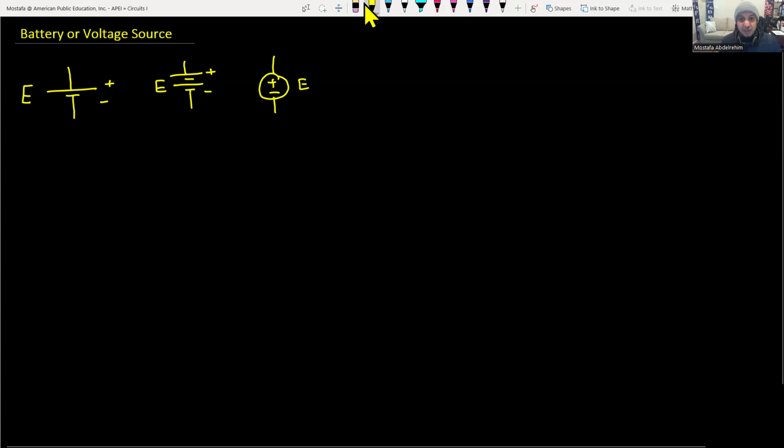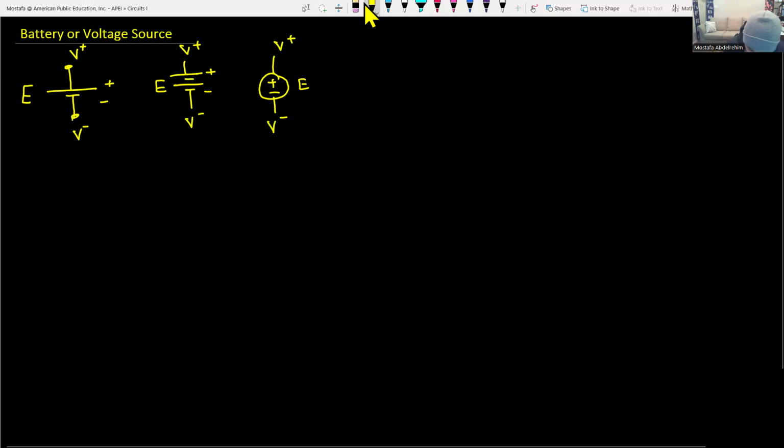Okay? So the definition of a battery is that it is a source of voltage. It gives you a voltage. And we should know what that means exactly. Something that gives a voltage raises the voltage of something. So let's assume the two terminals of a battery have names V positive and V negative.